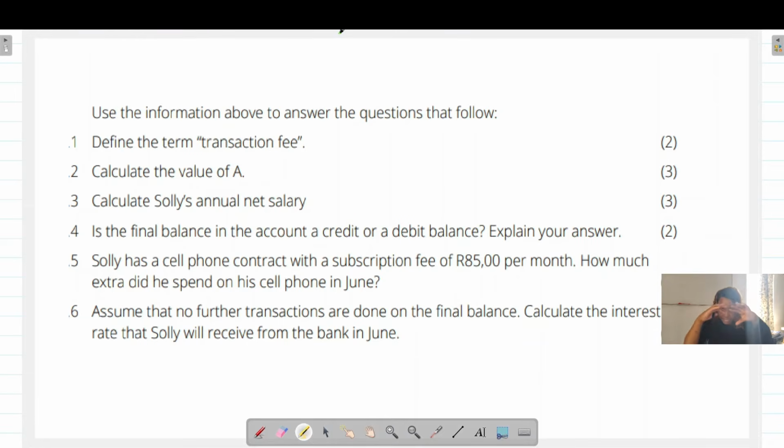So you get the salary in your account after all those deductions have been made. So that would be your net salary, right? That is the net salary that is in Mr. Solly Sibuko's account, but it is his monthly net salary. However, what do we want? We want his annual net salary. So what do we need to do?